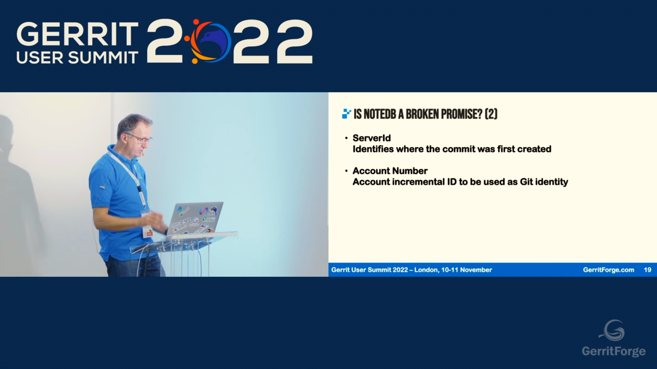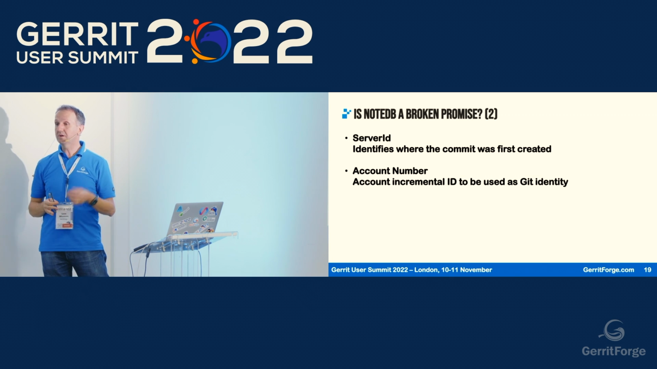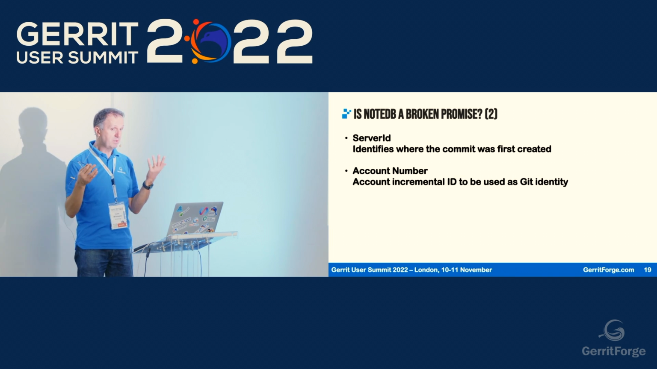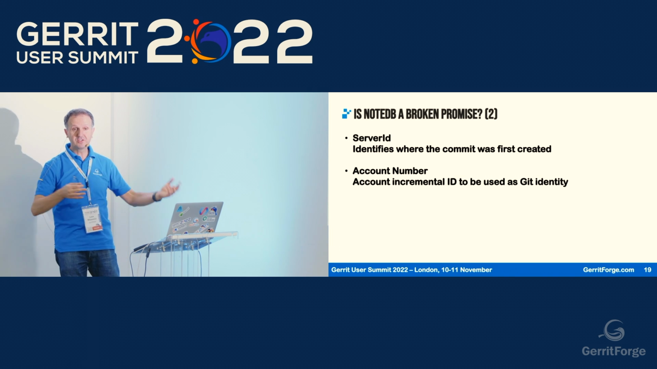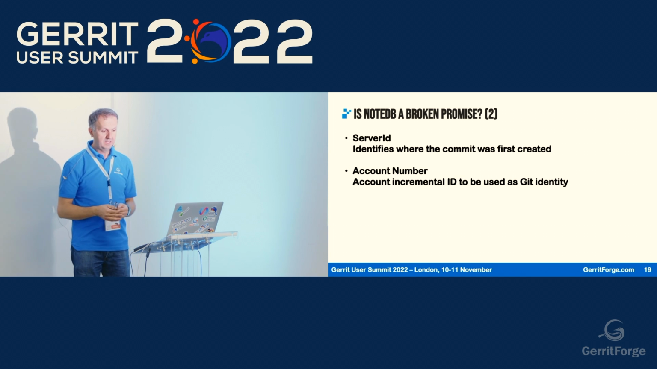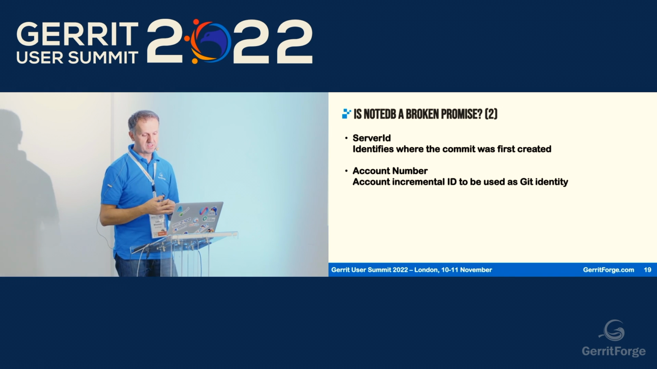And so the server ID actually is useful because it allows you to understand where this change was initially created, right? Because, of course, NoteDB was designed to allow you to move changes between servers. So at least you know where it was starting from. And the account number is just a generic incremental, so it doesn't give us any trouble.